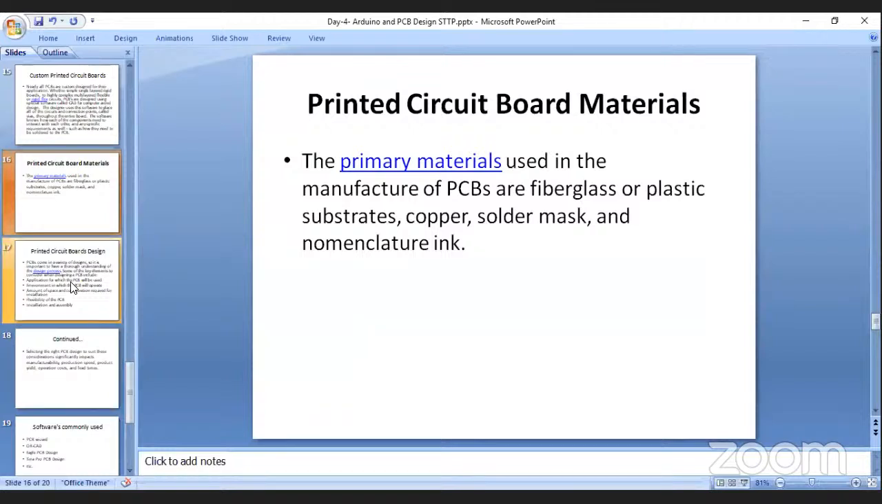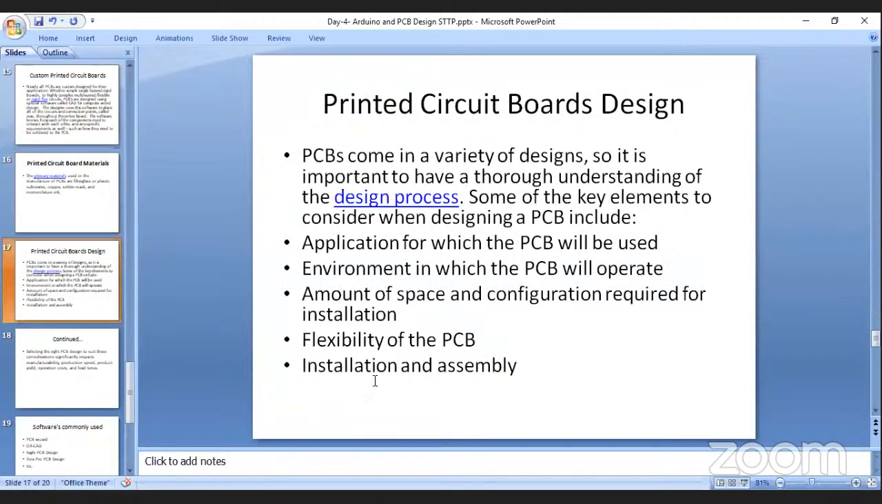Continuing to the printed circuit board design, PCBs come in a variety of designs, so it is important to have a thorough understanding of the design process, because different PCBs come with different designs, right? And for that understanding of the process, here are some of the key elements to be considered when designing a PCB.